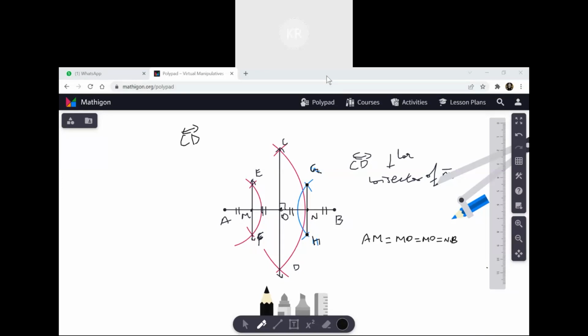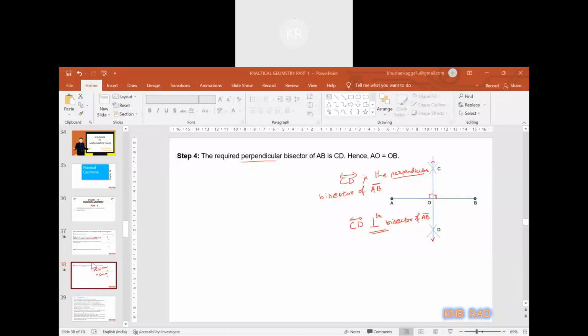Okay. Now I'm stopping sharing this. We'll go for the PowerPoint presentation. I taught you what is the meaning of a perpendicular bisector and dividing it into 2 equal parts. Next, moving on to the next concept, the exercise.